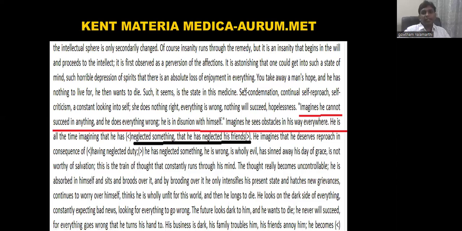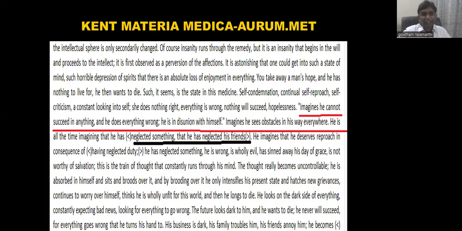If you could see from here: self-condemnation, continual self-reproach, self-criticism, a constant looking into self. She does nothing right. Everything is wrong. Nothing will succeed. Hopelessness. Self-blaming. Always having self-criticism. Imagines she cannot succeed in anything.